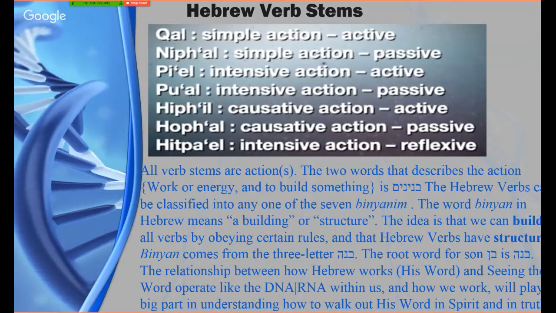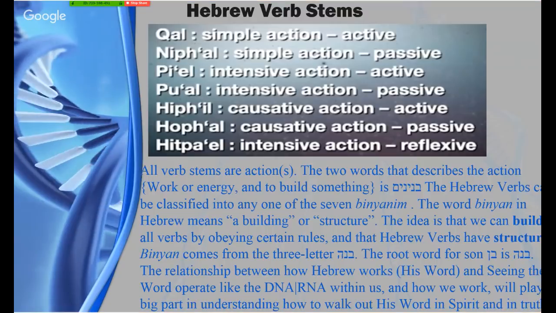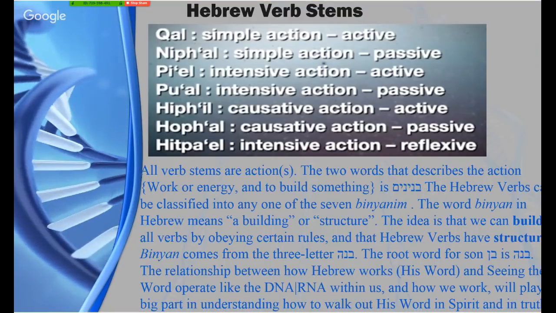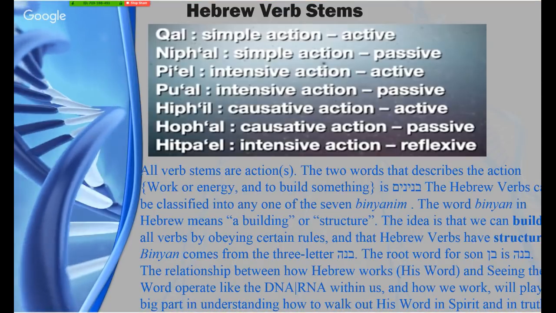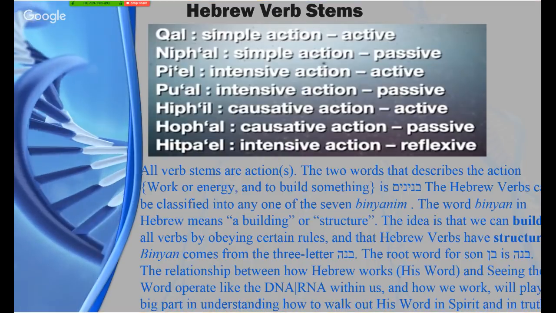Moreh. Yes. The hitpael, isn't that also reciprocal, what you do to others? Yeah, yep. Okay. And when you see it, the root word for son, the word son is ben, but the root of that word is bana, right?